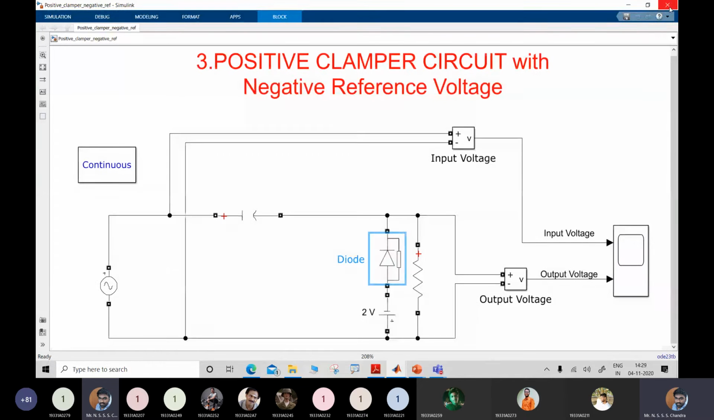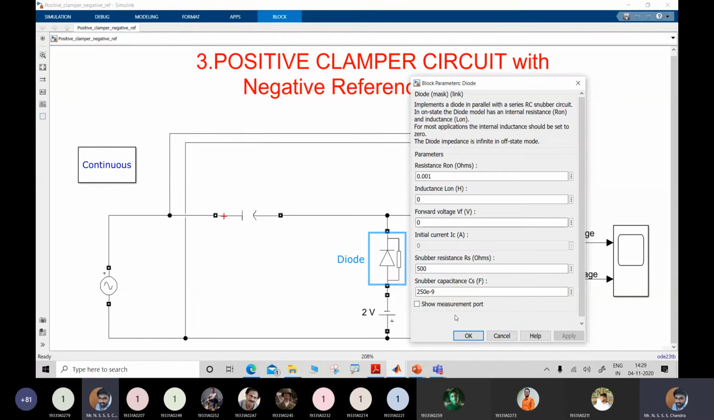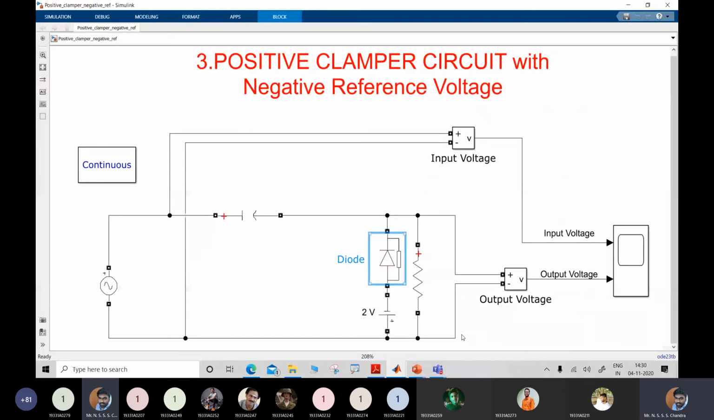Next we will be seeing the positive clamper circuit with negative reference voltage. Initially again I am taking an ideal diode with forward voltage VF as 0 volts. Now your capacitor will be charged to what value? Your input peak voltage is 10 volts, and you have a negative reference voltage of 2 volts.